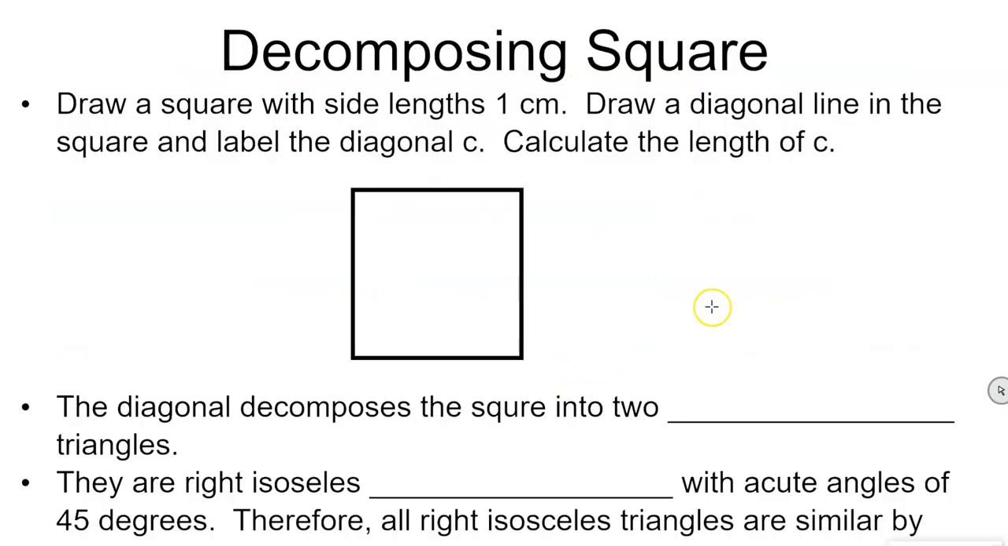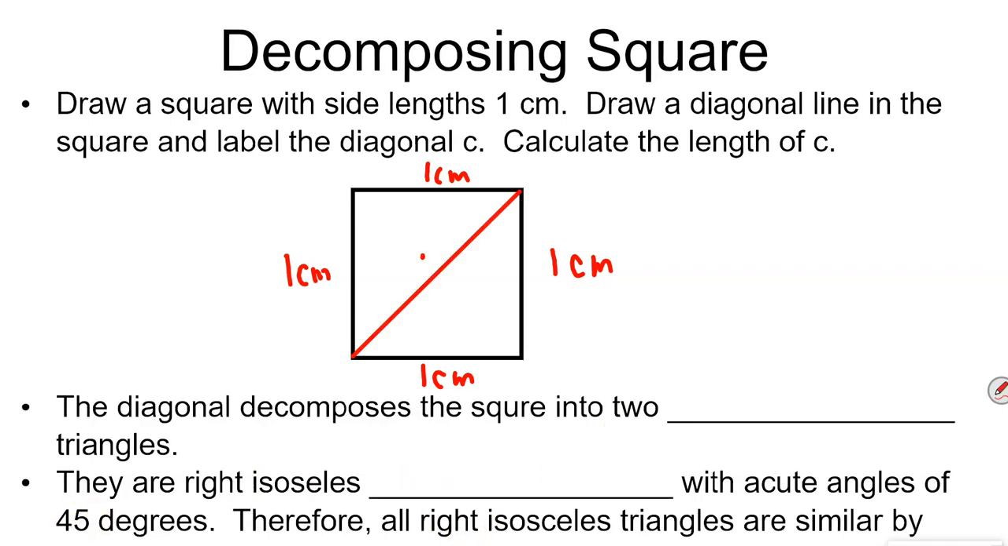Okay, so first thing we're going to do is decompose a square. So we're going to draw a square, which I've already done, so I need you guys to do that, with side lengths of 1 centimeter. So all of these are 1 centimeter, 1 centimeter, 1 centimeter, 1 centimeter. Then it says draw a diagonal line in the square and label the diagonal C. I drew my diagonal and I'm going to label that C. Then it says calculate the length of C.